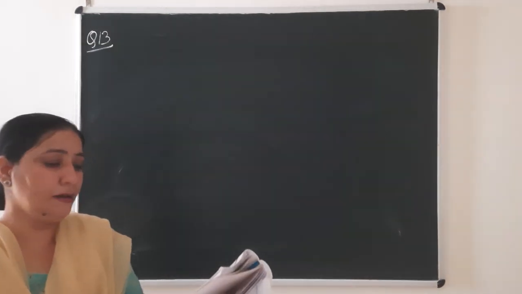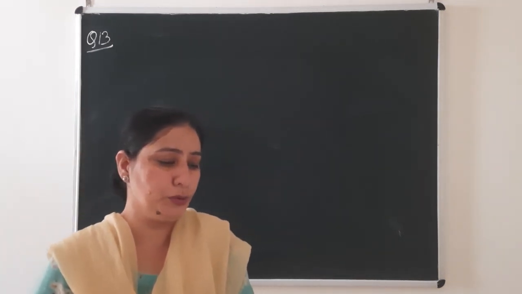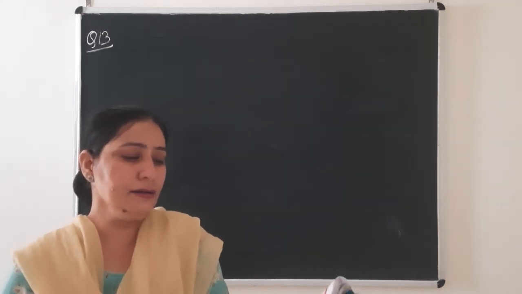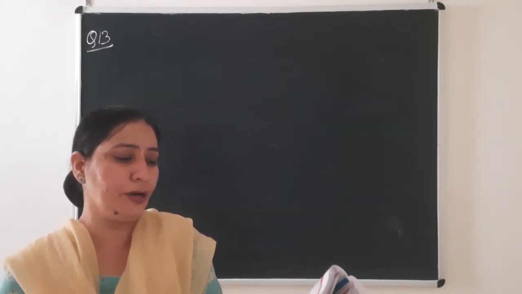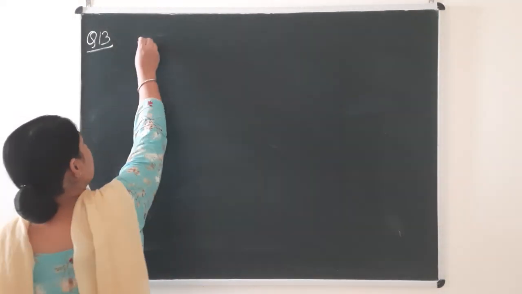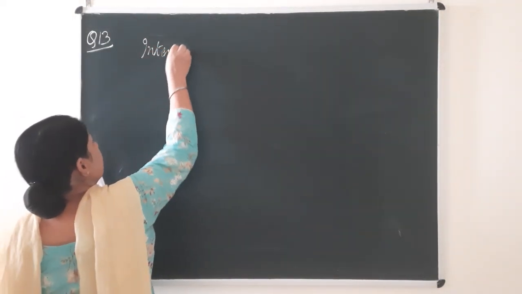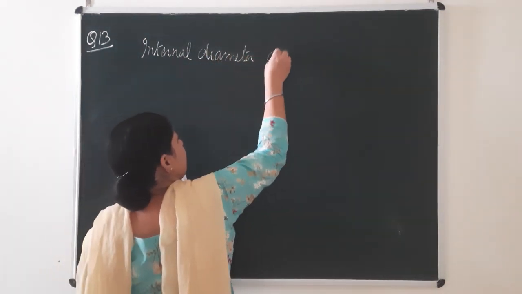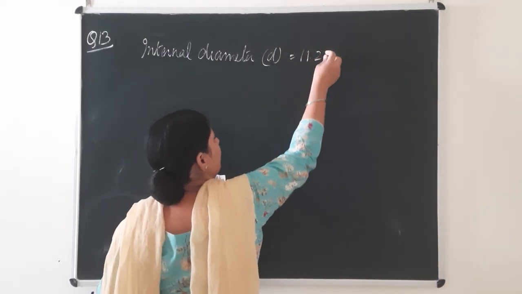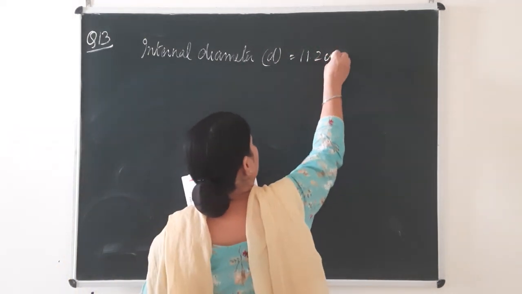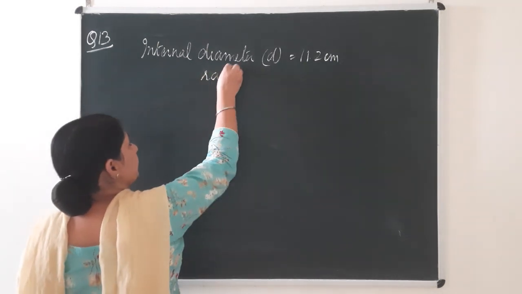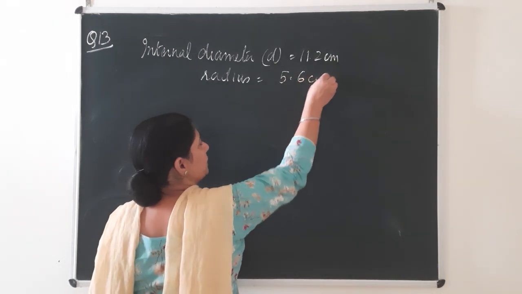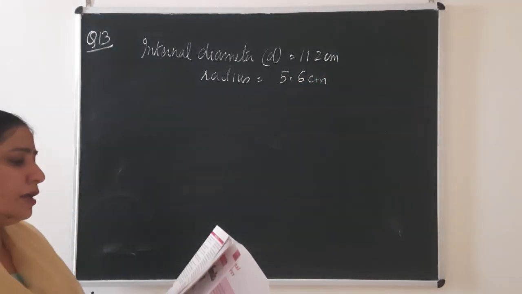And question number 13, beta. A cylindrical tube open at both the ends is made up of metal. This question is just like the previous one. The internal diameter of the tube is given to you as 11.2 meters. So internal diameter we always take as small d. So the internal diameter, which is your small d, is given to you as 11.2 centimeter. Now therefore your internal radius will be half of this, that will be equal to 5.6 centimeter. Now what is given to you? You are given the length of the pipe.